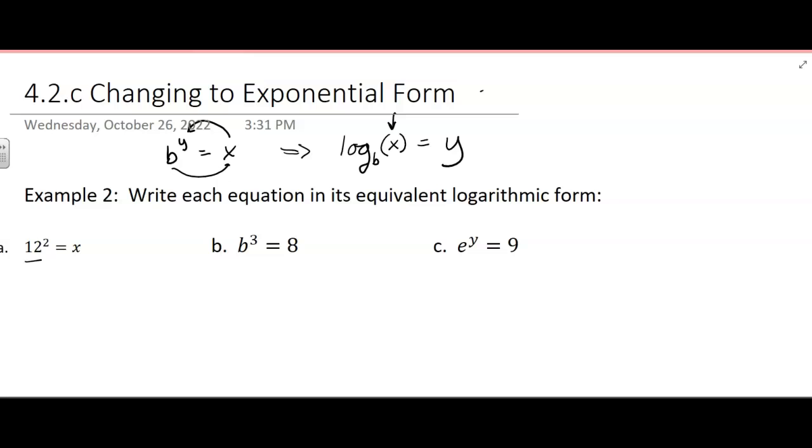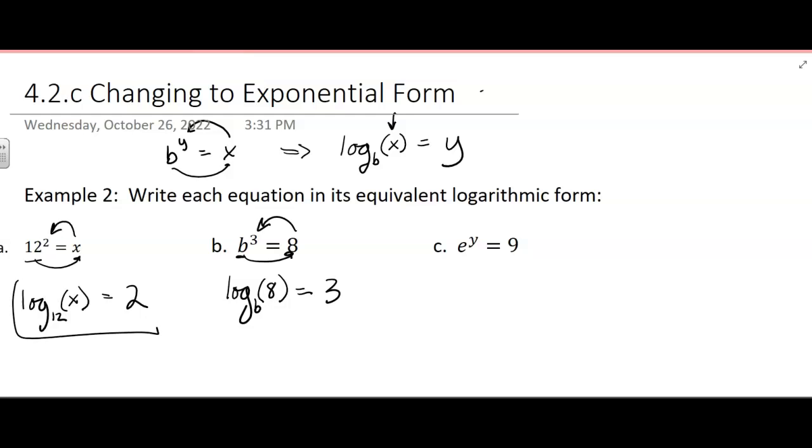Okay, so here we go. We're going to take the 12. That's going to be our base. So that's the subscript. We're going to go across here and pick up the argument. And then it's going to equal that exponent, 2. So now we've taken it from exponential form and written it in logarithmic form. Remember, these are equations. Okay, so the next one, log, the base is b, so subscript there. The argument is 8. You're going across here, getting the 8, and it's going to equal the exponent, which is 3. Okay, so these are in logarithmic form.